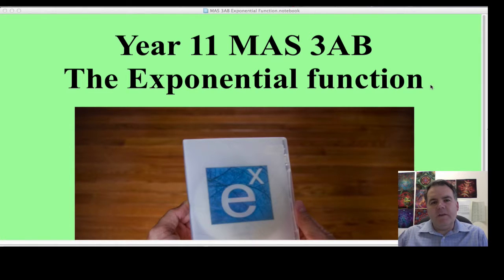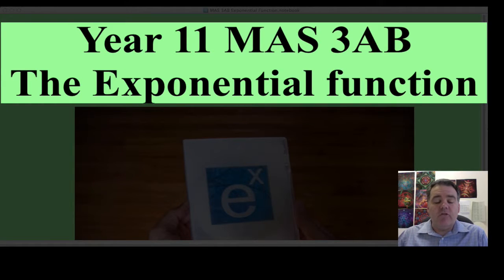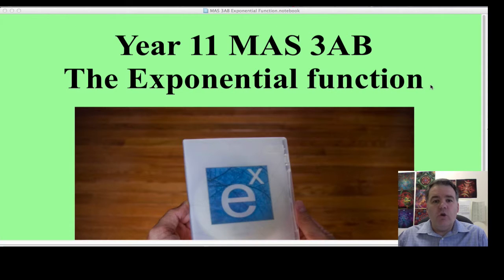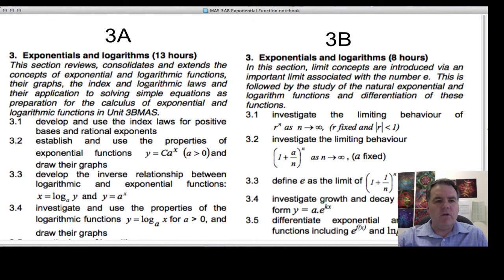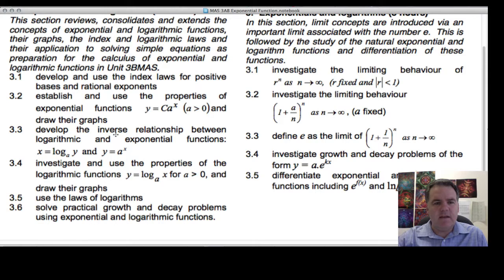Hi everyone, this video is about revision of the exponential function topic that you would have studied earlier in the year. So we're looking at this document here, which you should have downloaded. You can see on the syllabus document the first things that you would have covered on exponentials and logarithms. That's all of this stuff down here.